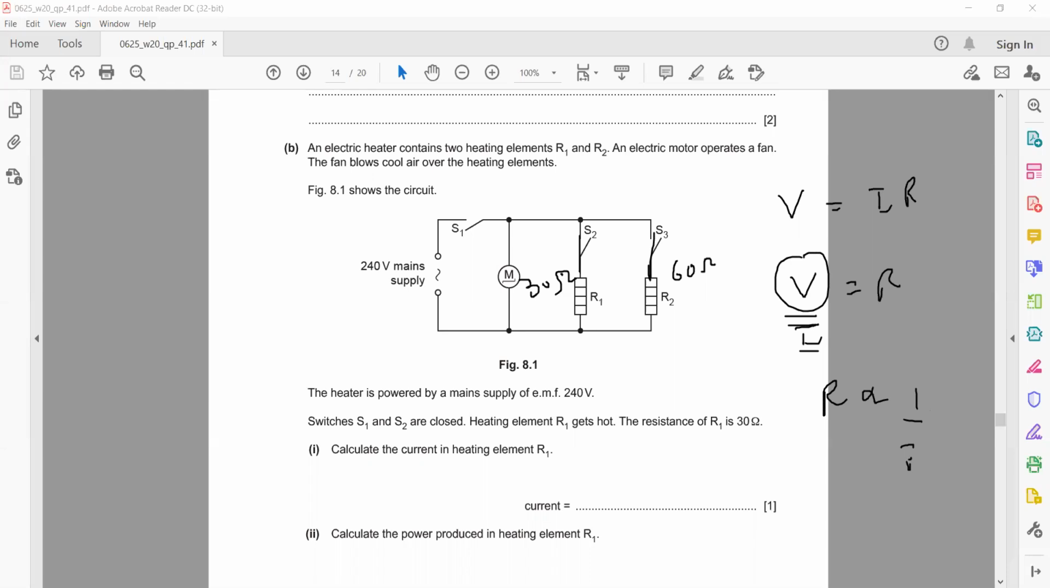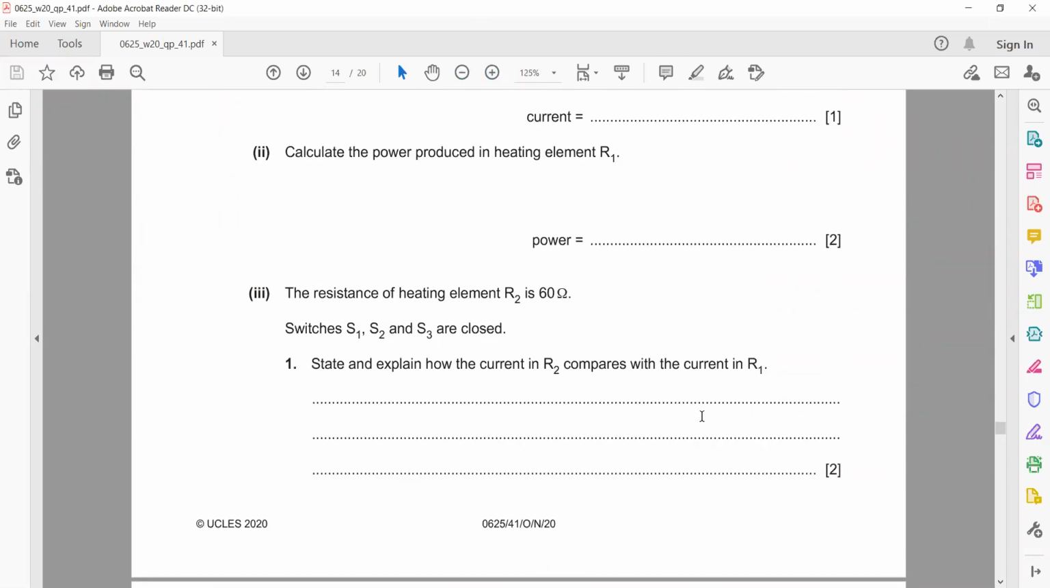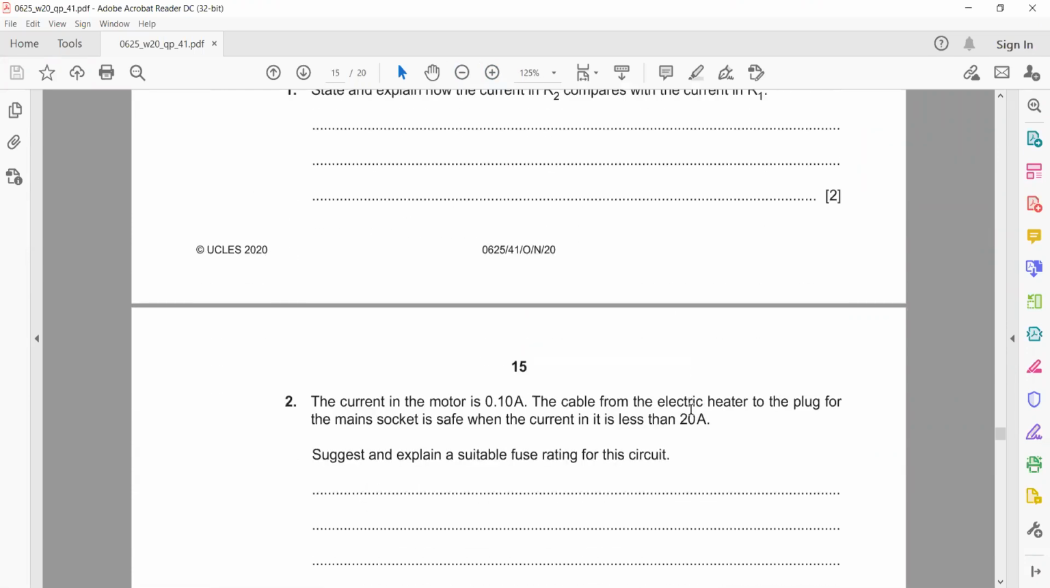So the current flowing through R1 compared to R2: R2 will have a smaller current, or as the resistance is double, the current will become half. But this relation is only valid if voltage is kept constant, like the voltage is the same between the components. So the current in R2 will be half as compared to the current in R1.